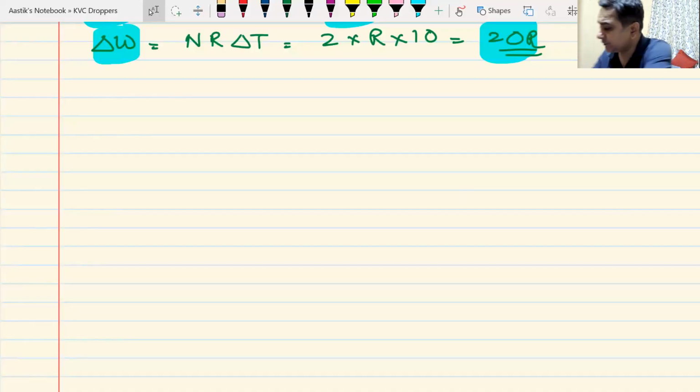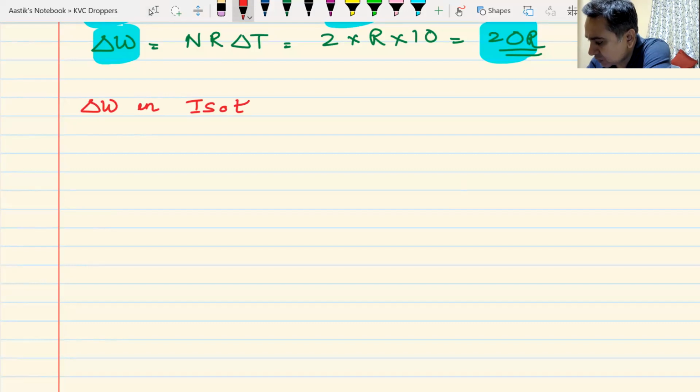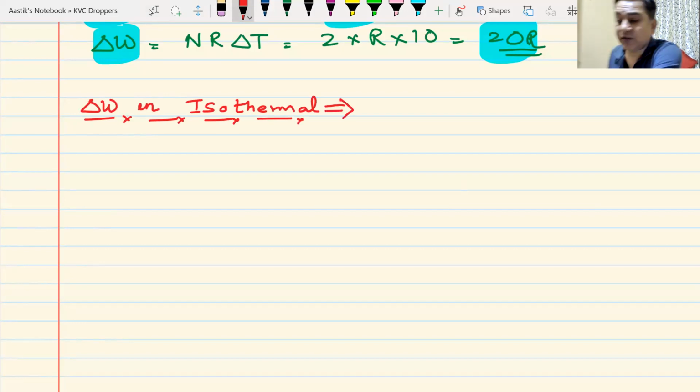What comes next? The next thing that comes is work done in an isothermal process. Now, I will not go into the derivation of this because it will not help you in any way. I will just give you the different ways in which you can write this work done, and one of these ways will come in your examination hall. Mark the correct option, which is the work done in an isothermal process.